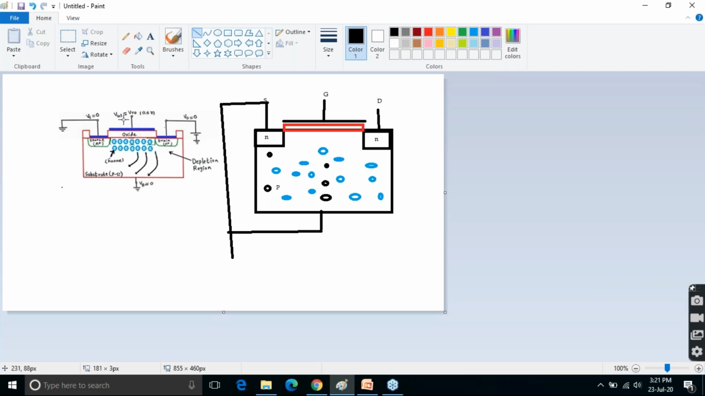Whenever you apply a proper gate to source voltage VGS, there is a formation of an inversion layer. As I told you, it is a voltage controlled device: if I apply more and more VGS, a wider channel gets created, and if the channel is wider you have more electrons in that region, which means the current will be more. So it is proved that depending upon VGS, I am able to control my current. Hope you got the things properly. I am switching over to my PPT.